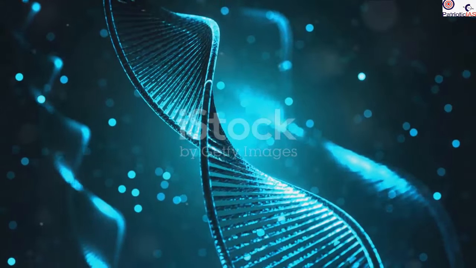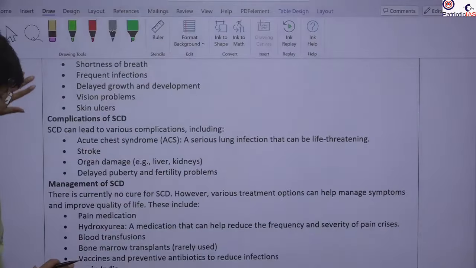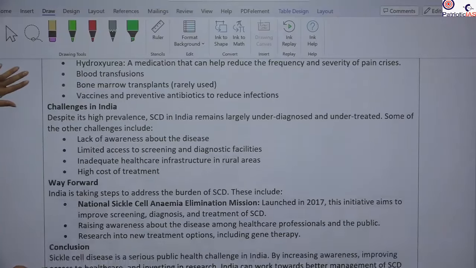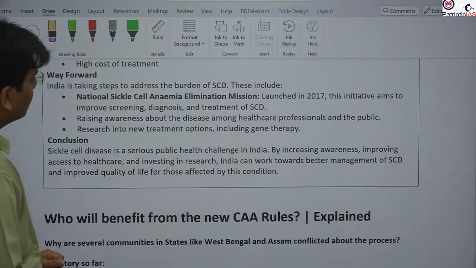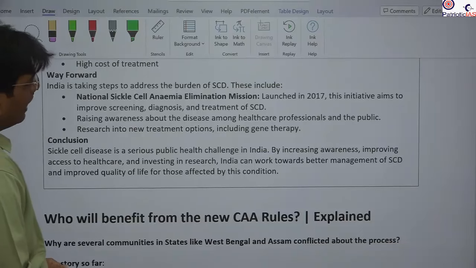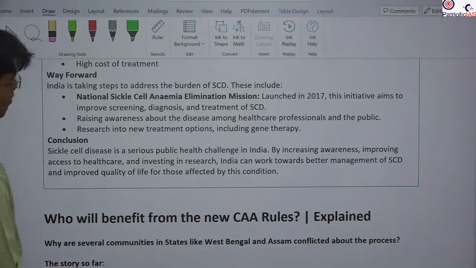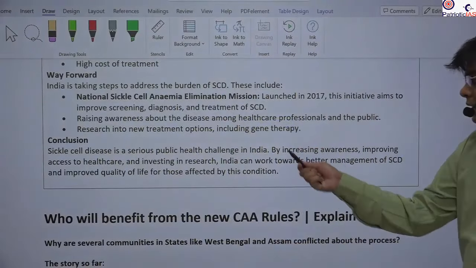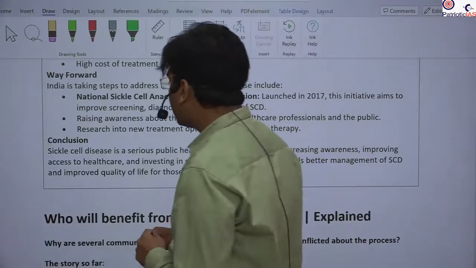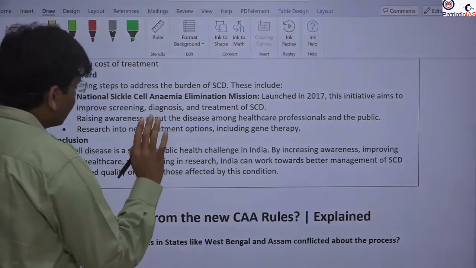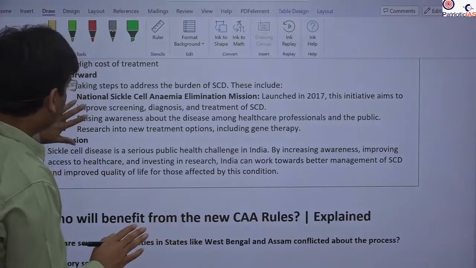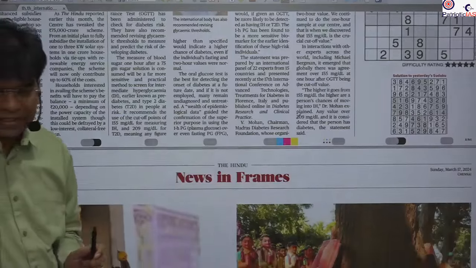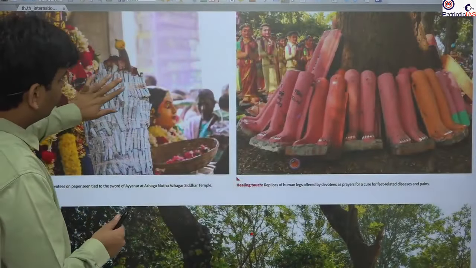So, what is the government of India doing? The government of India has a National Sickle Cell Anemia Elimination Mission, and under this initiative, it wants to improve the screening, diagnosis, and treatment of sickle cell disease because it is in the tribal area. So diagnosis and screening is very low. So this is all about what you should know. This is very important.